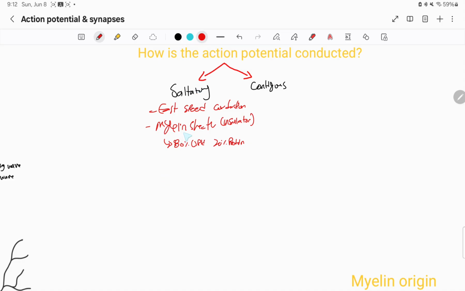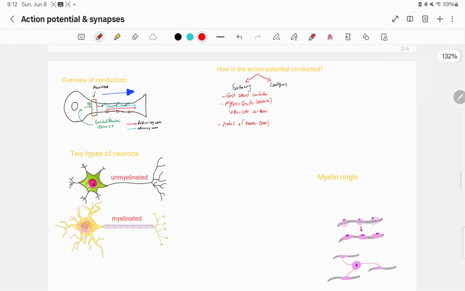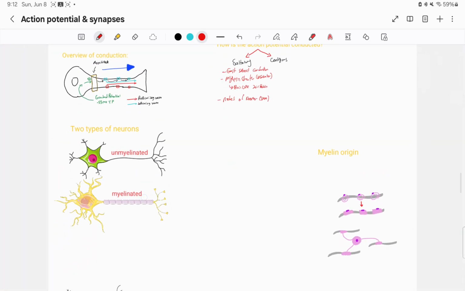And the type of conduction is called saltatory. It just describes how fast it is because of the presence of the myelin. Now, another characteristic of a neuron that has myelin is that they also have these things called the nodes of Ranvier, which we'll look at. The nodes of Ranvier are just 1 millimeter spaces between adjacent myelin sheaths. So let's take a look at a neuron with myelin.